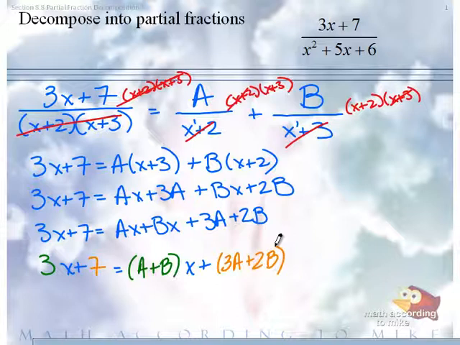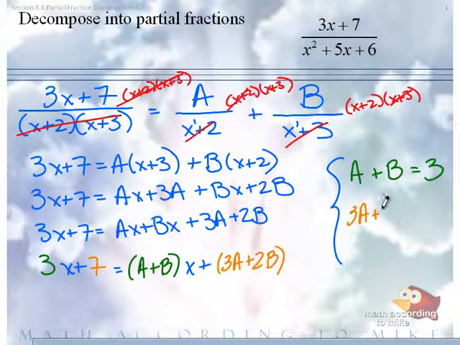The colors are intentional. What's the coefficient of x on the left? What's the coefficient of x on the right? So that gives you your first equation, a plus b equals 3. What's the constant on the left? What's the constant on the right? So that gives you your second equation, 3a plus 2b equals 7.